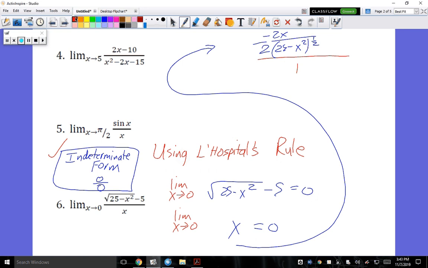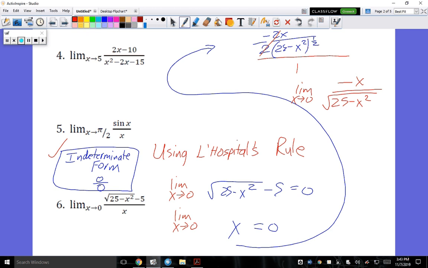We always simplify before we plug in. The 1 isn't even needed anymore, right? So you could say this is negative x over the square root of 25 minus x squared, and this is the limit as x is approaching 0.